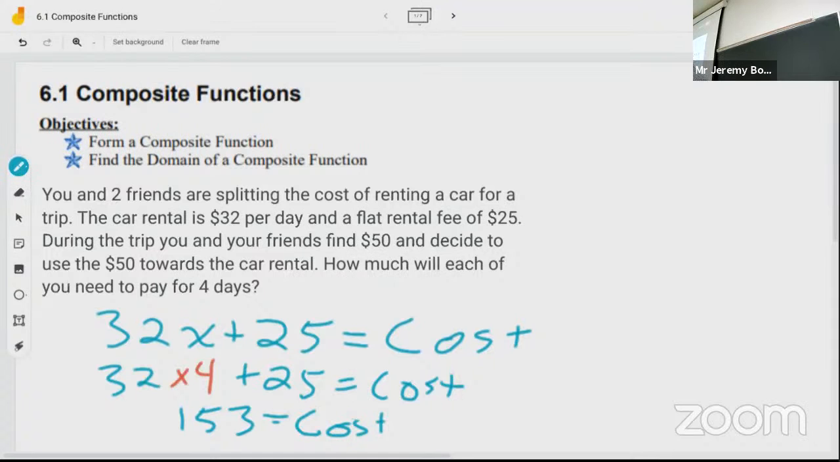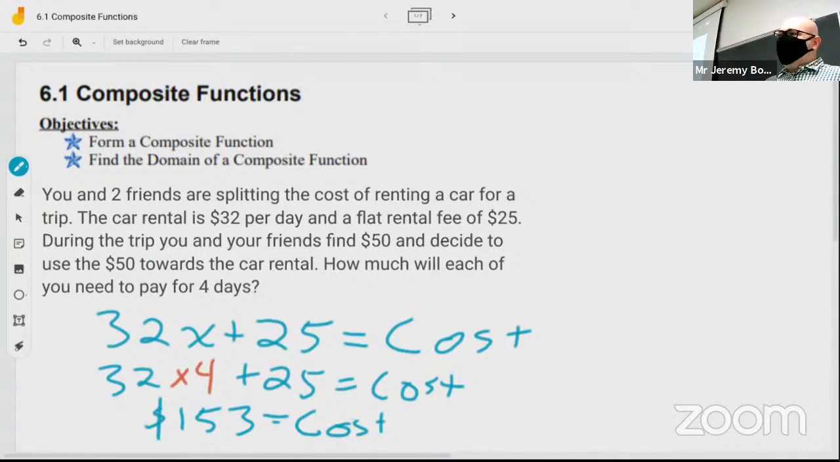Even if you didn't set up the equation, or I guess it would be a function really, even if you didn't set up that function and you just did 32 times 4, because it's $32 per day for 4 days, plus the $25 flat fee, that'll still give you your cost of $153.